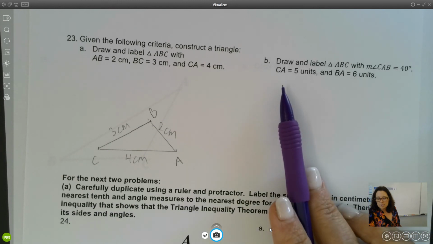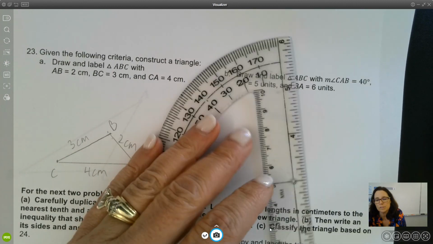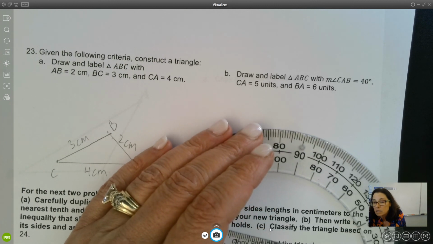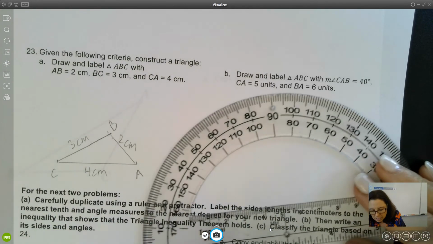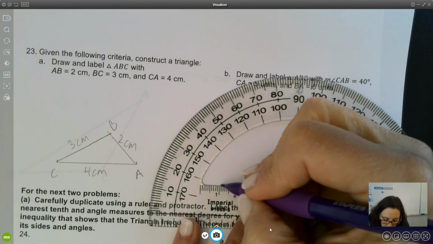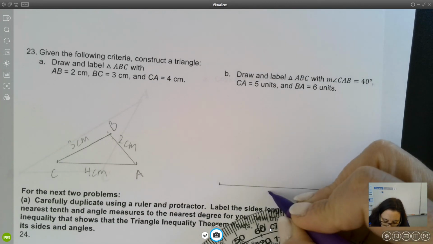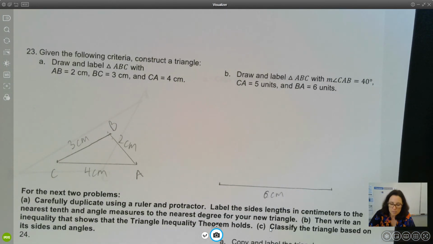Okay, this next one: draw and label ABC with measure of CAB 40 degrees, CA is 5 units, and BA is 6 units. All right, so I'm going to put down my 6 units. The word units, we can be in centimeters, inches, feet, miles. We just need to stay consistent. So I'm going to use centimeters. Again, I'm going to go 1 to 7, and that measures 6 centimeters. So that's BA, 6 units, 6 centimeters, same thing.